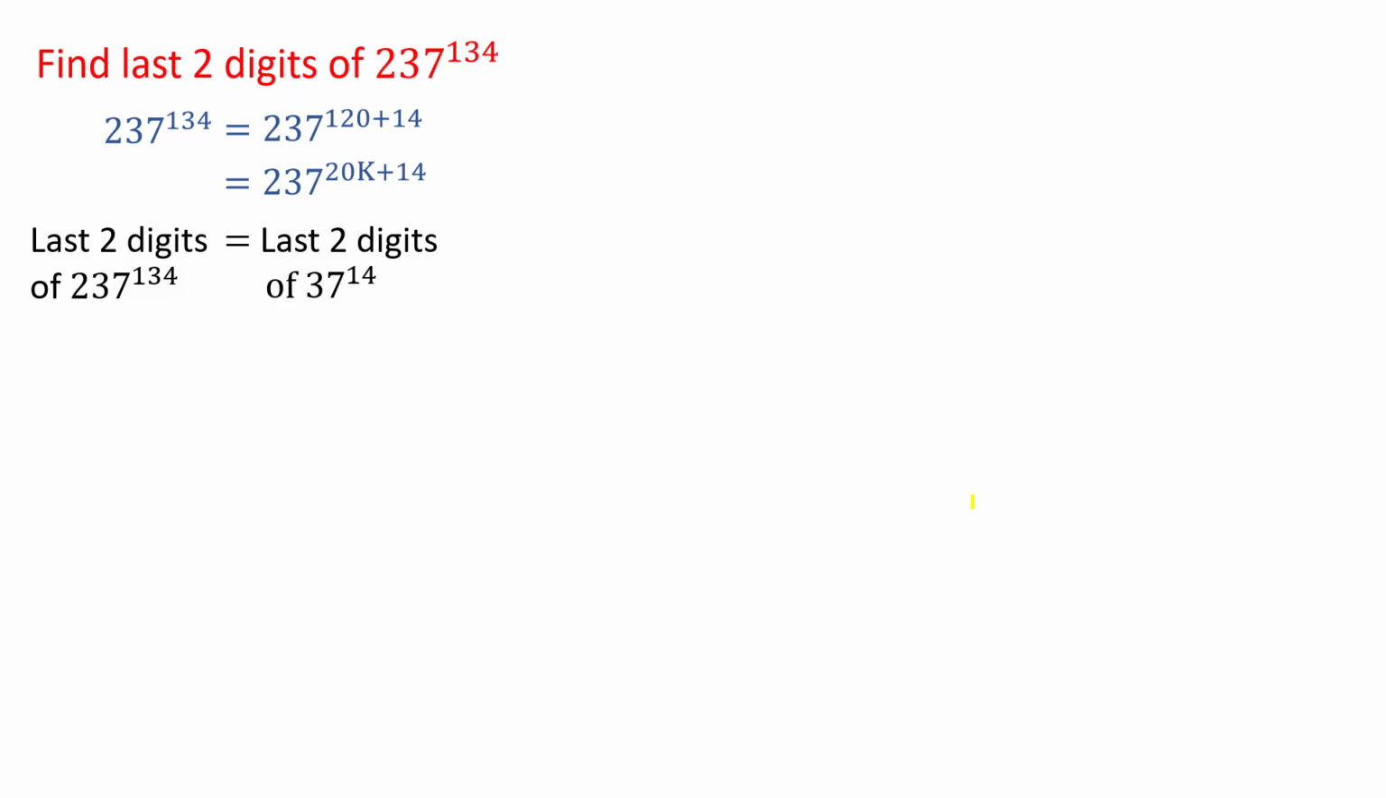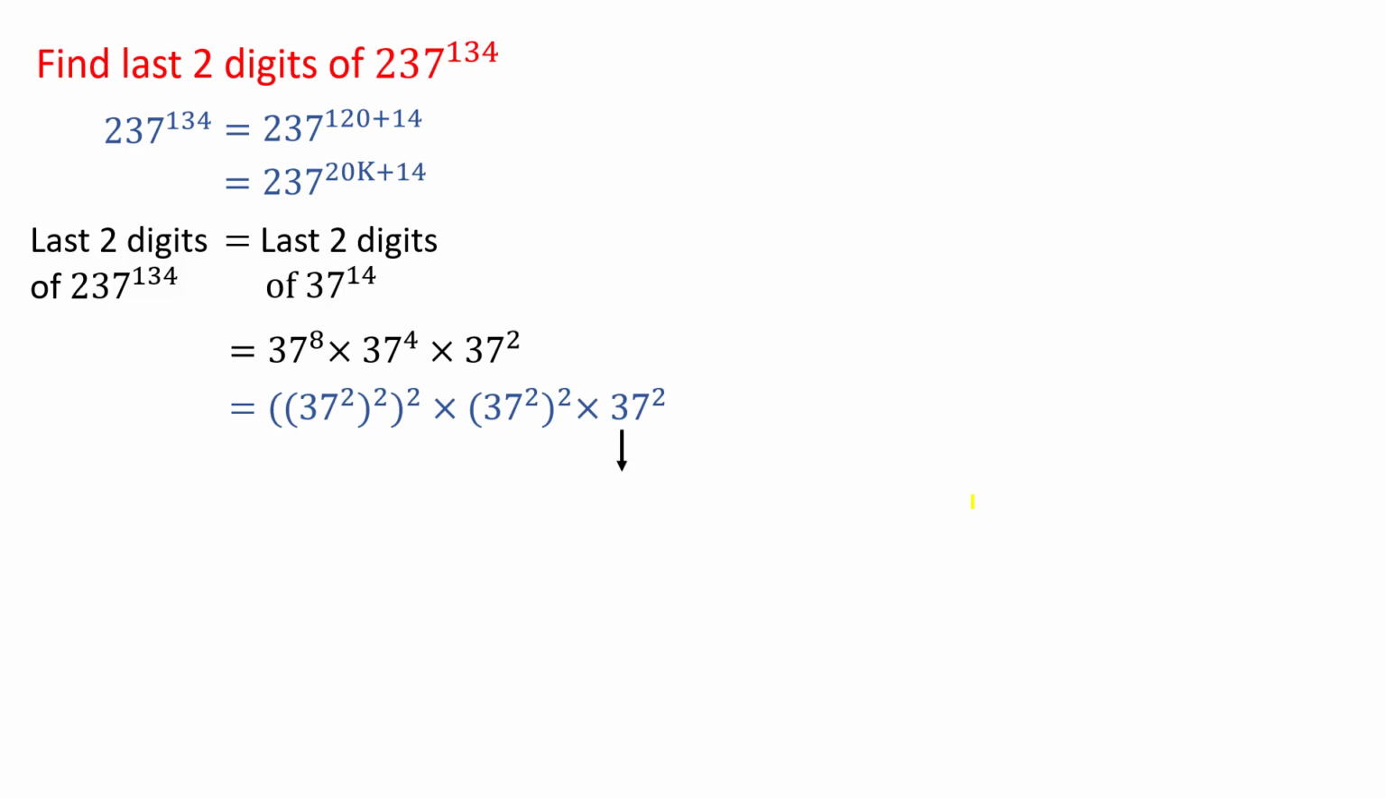Now we want to find the last two digits of 37 to the power 14. Let's have a look at how we can write it. 37 to the power 14 we can write as 37 to the power 8 into 37 to the power 4 into 37 to the power 2. 37 to the power 8 means 37 square, bracket square, bracket square, since 2 into 2 into 2 is 8. Then 37 to the power 4 means 37 square, bracket square, and at last into 37 square.